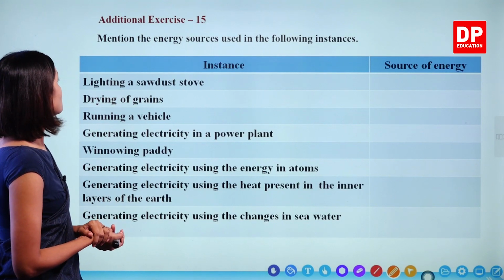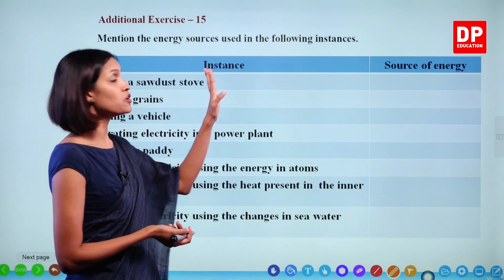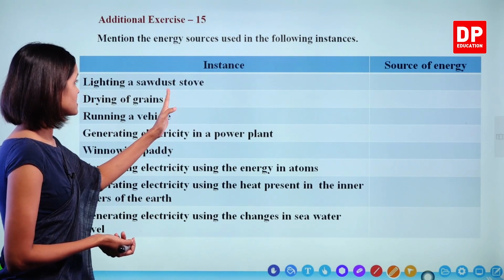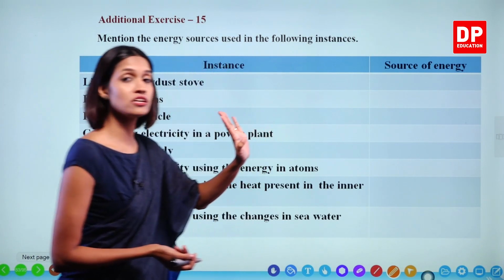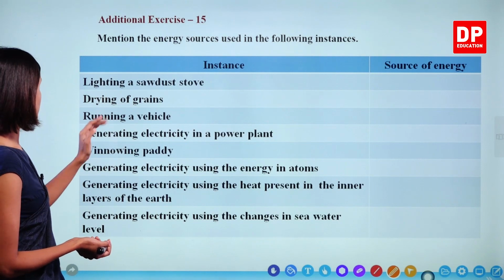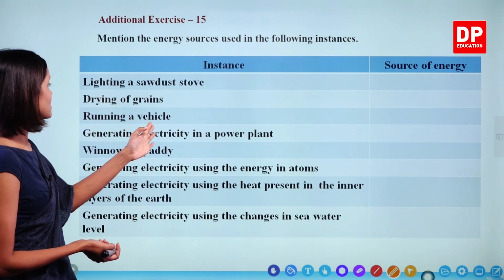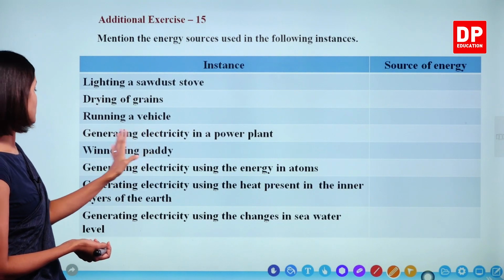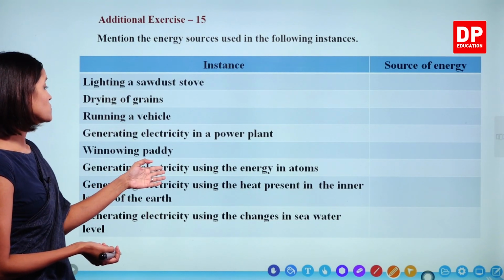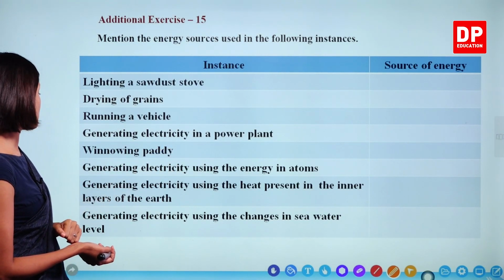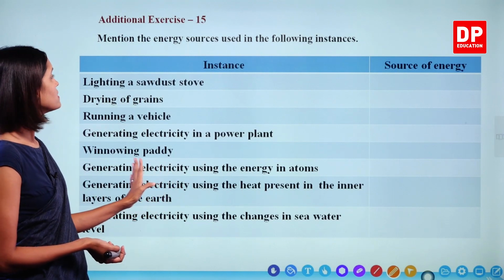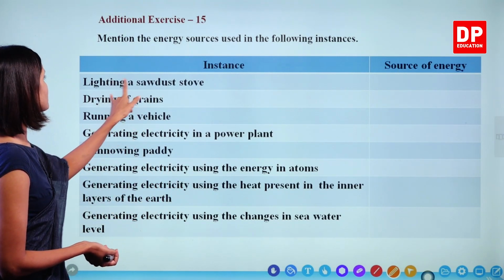Number 15. Mention the energy sources used in the following instances. Look at these instances given. On this side the instance is given, and on the other side you have to mention the source of energy. Lighting a sawdust stove, drying of grains, running a vehicle, generating electricity in a power plant, winnowing paddy, generating electricity using the energy in atoms, generating electricity using the heat present in the inner layers of the earth, and generating electricity using the changes in seawater levels. Right?